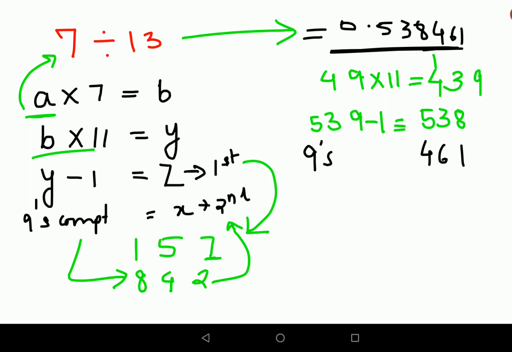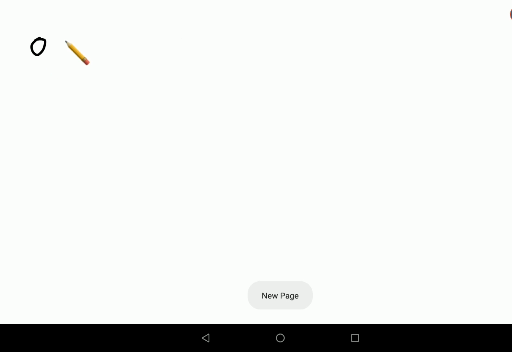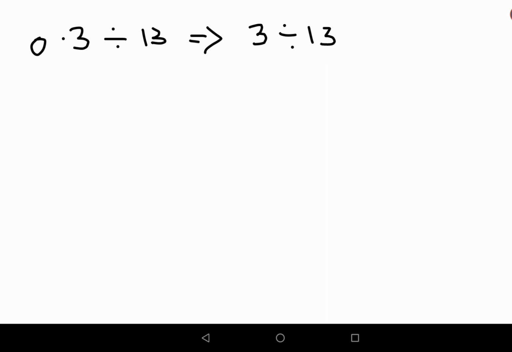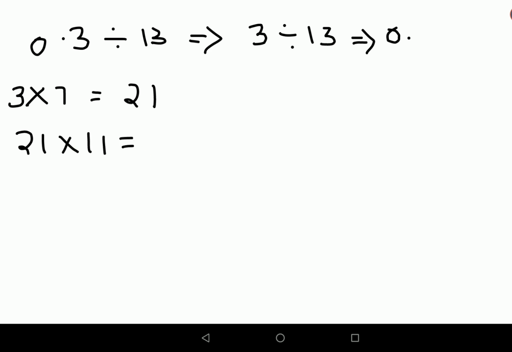Now let's try and do this for a decimal. So again, as of now, let me just write this as 3 divided by 13. Forget the decimal point. Here this will start again with 0 point, because 3 is smaller than 13. The first step is to multiply by 7. So 3 into 7 gets you 21. Then we do 21 into 11. That gets you 231, so 2, 2 plus 1 gets you 3, and then 1.